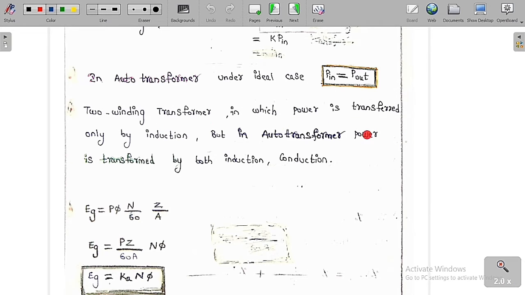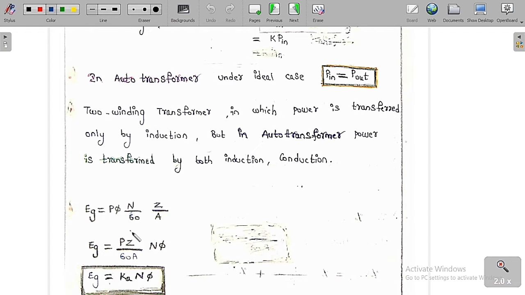In a two-winding transformer, power is transferred only by induction, but in an autotransformer power is transferred by both induction and conduction. I have already told you these things. In a two-winding transformer, the power is transferred from the primary winding to the secondary winding by the induction process only. But in an autotransformer, the power is transferred by both induction and conduction. So the inductive power transferred is equal to (1 minus K) times the input power, and the conductive power transferred is equal to K times the input power.